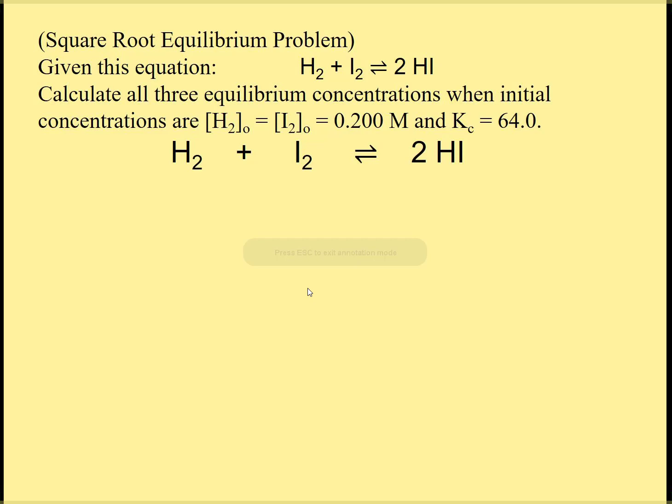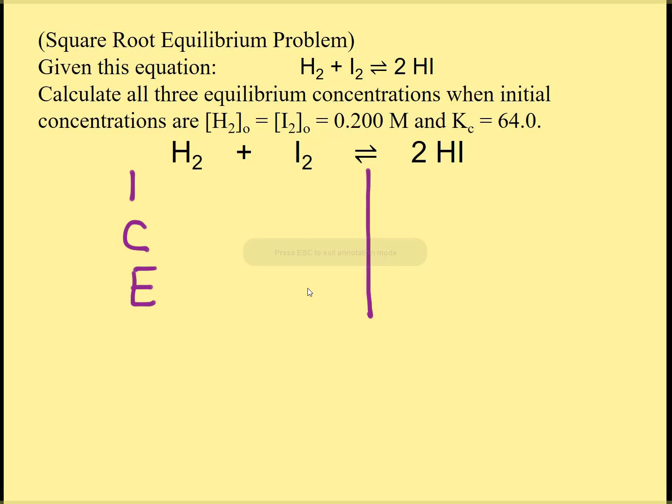So here we have H2 plus I2, and it's at equilibrium, and I get hydrogen iodide. And it says calculate all three equilibrium concentrations when initial concentrations are, and then it gives us the initial concentrations, and it also gives us the equilibrium constant. So let's start out with our ICE chart, and then we'll write the equilibrium constant expression. So I'm just going to draw a line here and do my ICE. On the AP test, writing an ICE chart is showing your work. So sometimes they want to see the work. Well, you should always show your work, but this is a valid way to show your work.